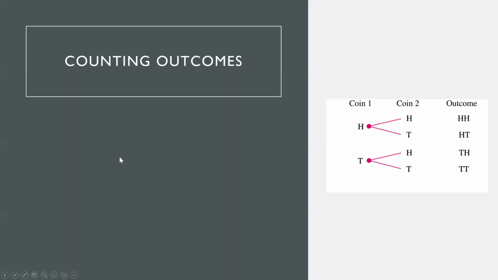Sometimes we will just want to count outcomes. So here I have 2 coins and I'm going to flip them, and they're fair coins. If I flip coin 1, I could get heads or tails. For each one of these, when I flip the second coin, I can get a head or a tail. So this gives my total outcomes with 2 coins as 4. There are 4 possible outcomes: heads, heads; heads, tails; tails, heads; or tails, tails.